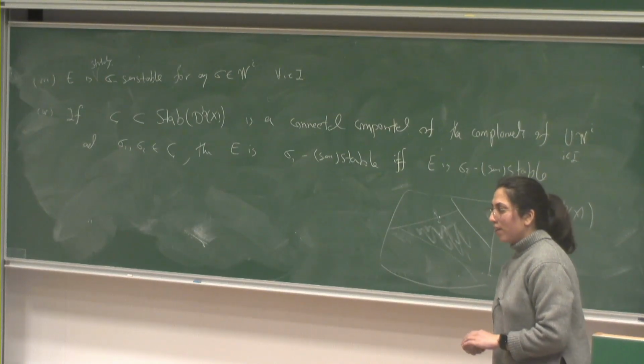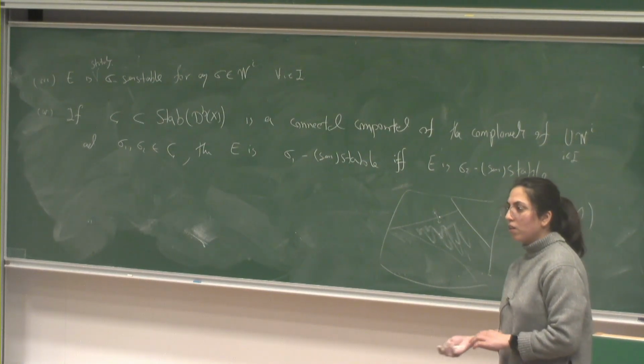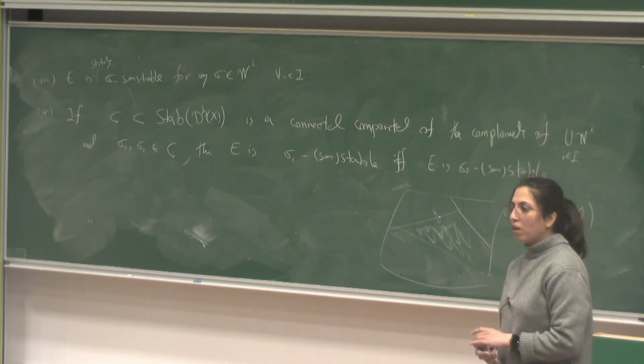Is there any hypothesis about how the walls meet? Are they pairwise transverse, for example?